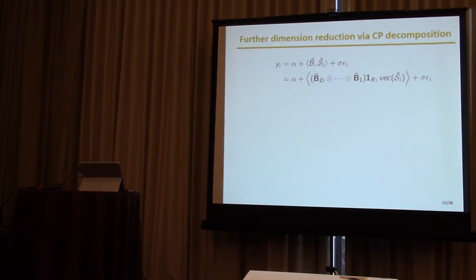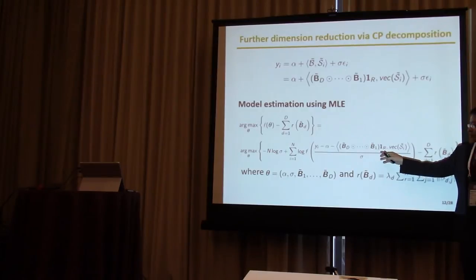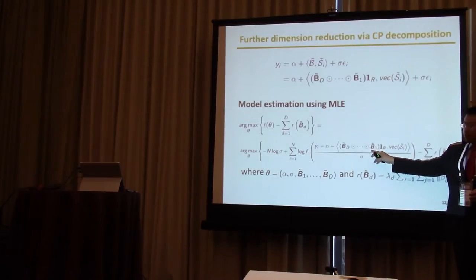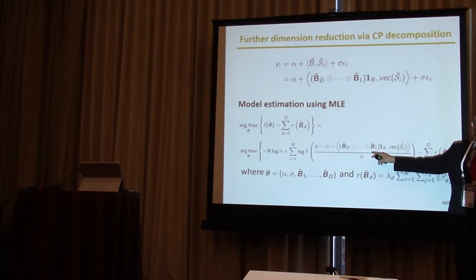This problem can be solved by maximizing the following log likelihood function, a penalized log likelihood function. We add a penalty term here to induce sparsity and to avoid overfitting. This optimization problem can be solved by optimizing one block of the parameters at a time, and we do this iteratively until convergence. So let's check the details of how to estimate only one block of the matrix.